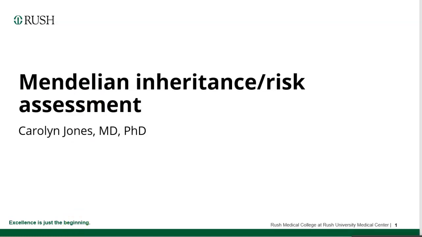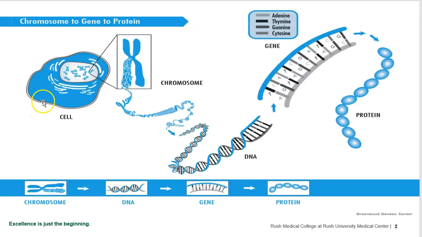Okay, this is a brief lecture on Mendelian inheritance and risk assessment. So in every cell in our body, we have, well, I have a nucleated cell. Inside the nucleus are the chromosomes. The chromosomes carry our DNA, which code for proteins, and that's the end product.